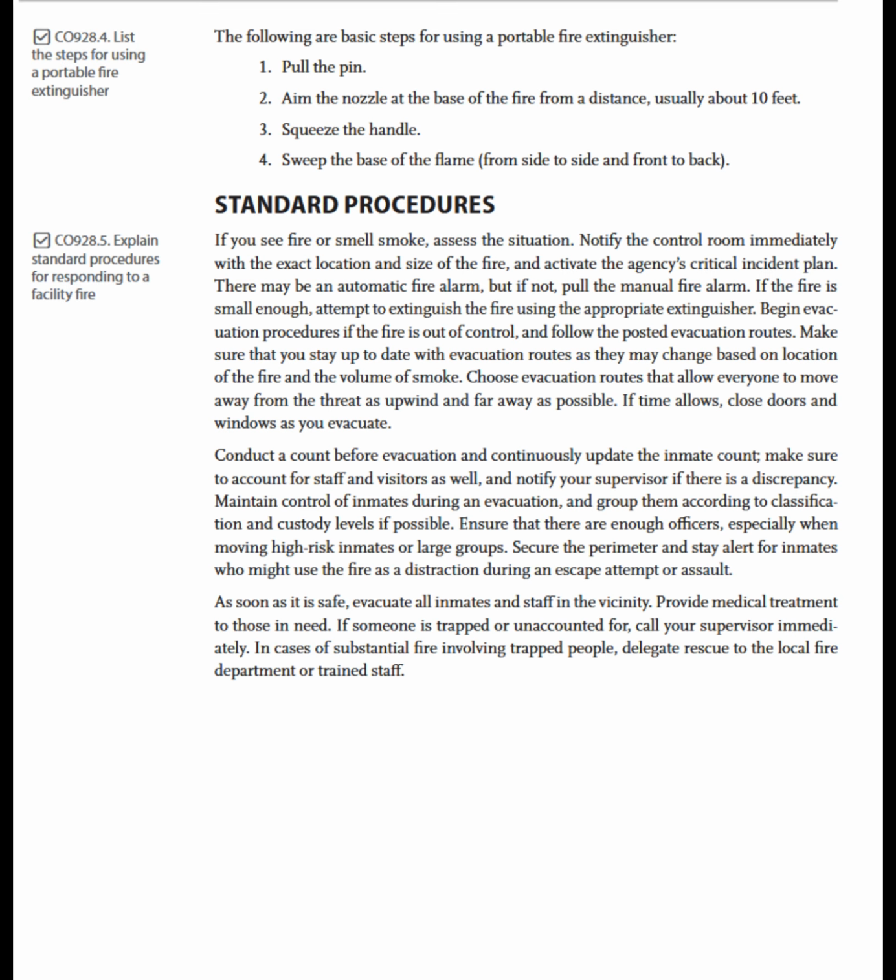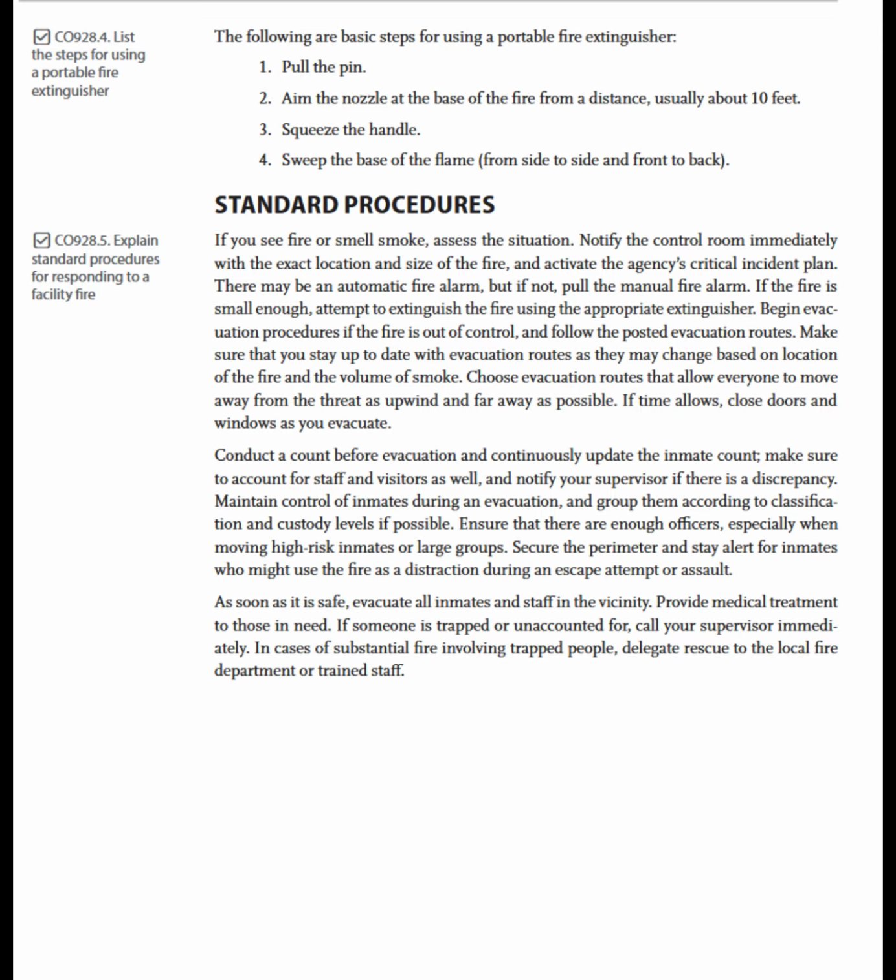List the steps for using a portable fire extinguisher. The following are basic steps for using a portable fire extinguisher. Pull the pin. Aim the nozzle at the base of the fire from a distance, usually about 10 feet. Squeeze the handle. Sweep the base of the flame from side to side and front to back.